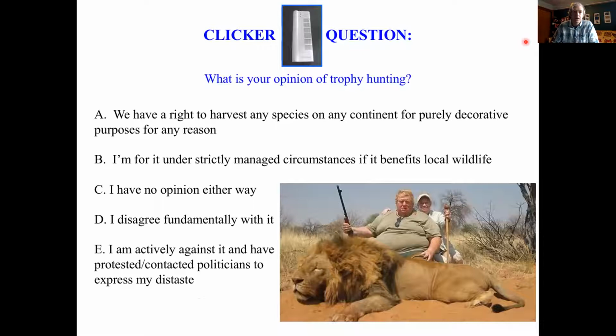A, we have the right to harvest any species on any continent for purely decorative purposes, for any reason. B, I'm for it under strictly managed circumstances if it benefits local wildlife. C, I have no opinion either way. D, I fundamentally disagree with it. E, I'm actively against it and I have protested and contacted politicians to express my distaste. Okay?